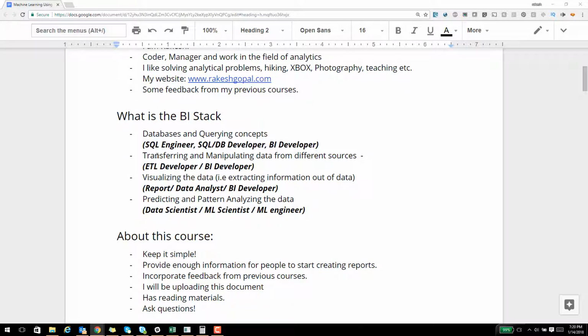So essentially, a typical BI stack consists of the following. It has databases and querying concepts. It has transferring and manipulating data from different sources. It has tools for visualizing the data. And then finally, what we'll be covering in this course particularly is predicting and pattern analyzing the data. So for all the above four, I have recorded videos. Depending upon what role you're applying for in order to make a career on, I would suggest to take up that respective course first or all the courses in the BI suite.